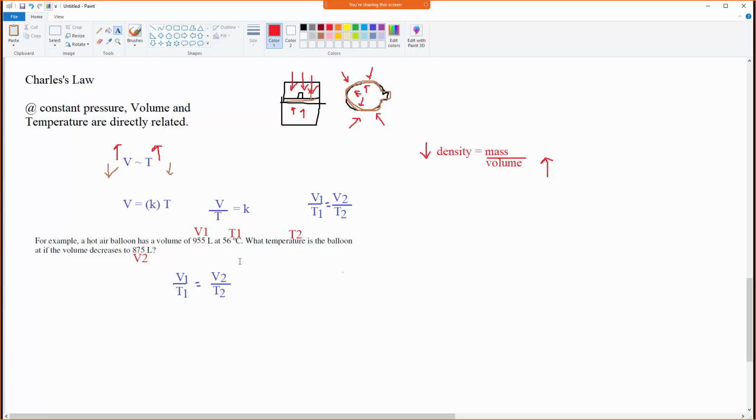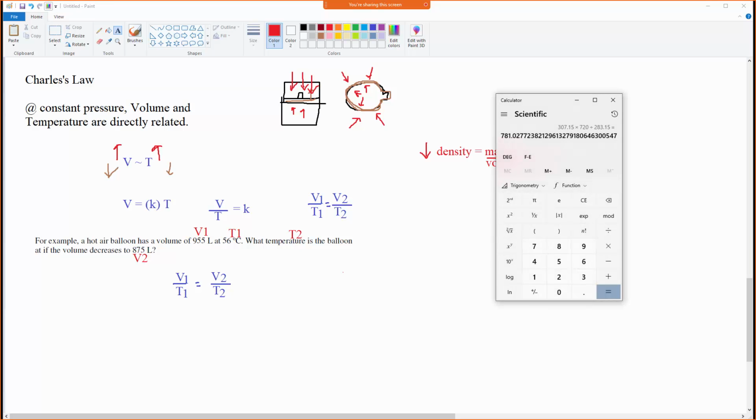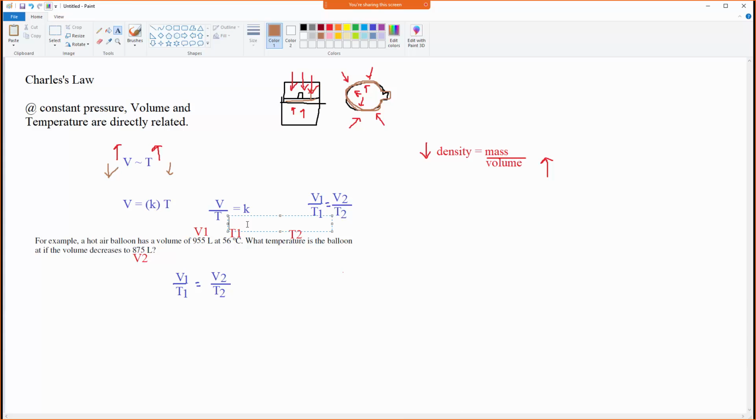What else do we need to do before we can solve this problem, guys? We can convert to milliliters. We don't have to. These are both in liters, so they'll cancel. They'll be just fine. But we do need to convert to Kelvin. Yes, we can't use Celsius. So 56 plus 273.15. Obviously, I'll give that to you, but you're going to have it memorized by the end of this. That gives us 329.15 Kelvin.